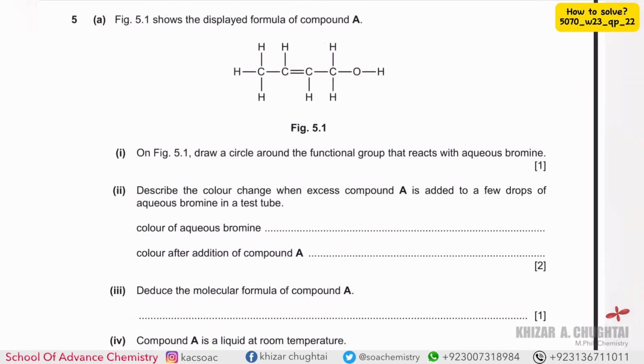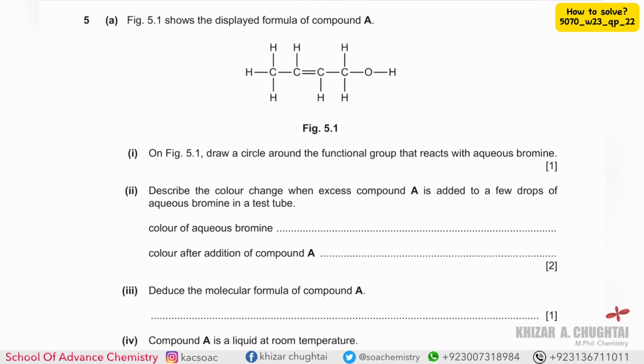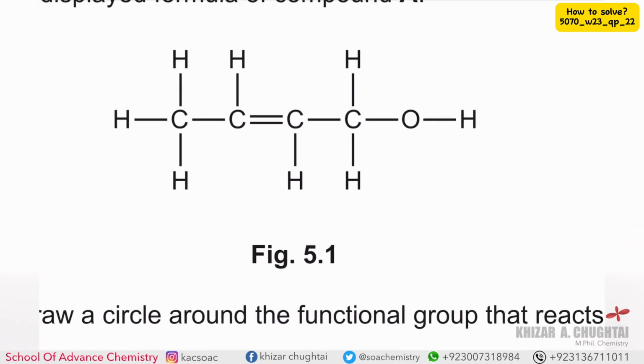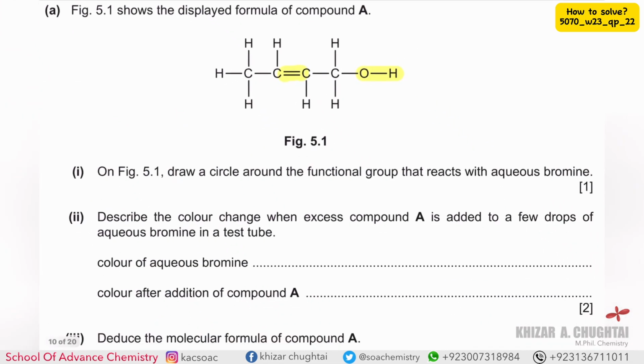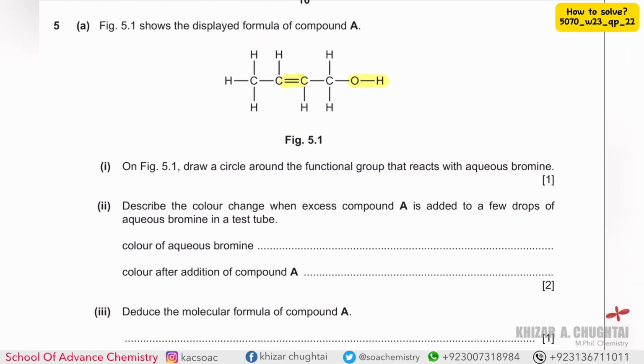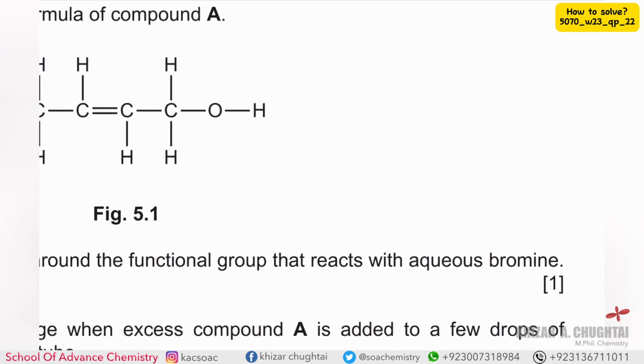Question number 5. Figure 5.1 shows the displayed formula of compound A. This is the compound A that is having carbon-carbon double bond, and it's also having an OH group, I mean alcoholic group. Part 1, on diagram 5.1, draw a circle around the functional group that reacts with aqueous bromine.